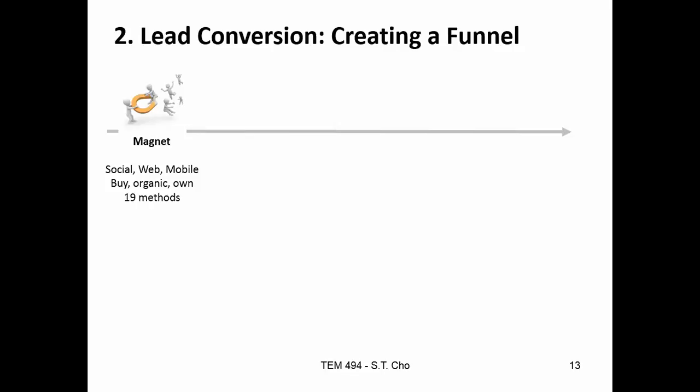We can buy customers to come in, and what that means is like pay for ads, pop-ups, search engine ranking, that sort of thing. Organic is that it just happens on its own, like people running a search and they come across my website. Or is it something that I actually own, like I have great content or something like that that draws people in? And in a previous lecture, I talked about 19 different methods of selling.